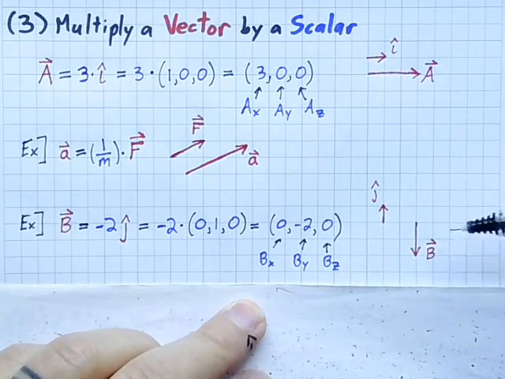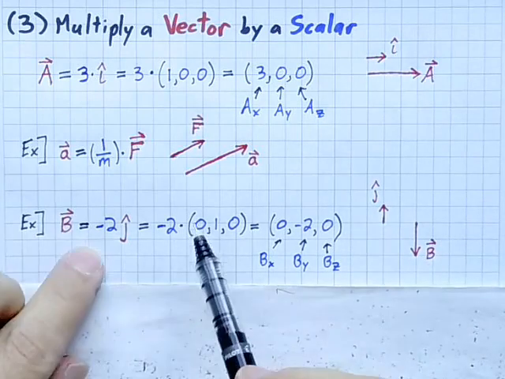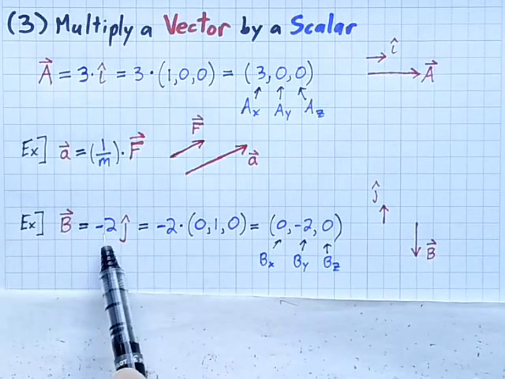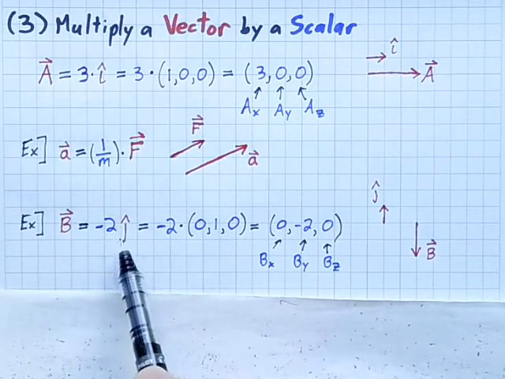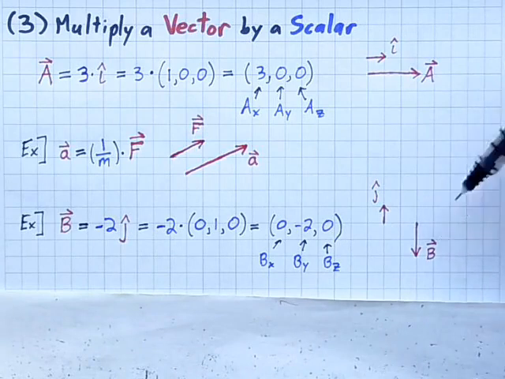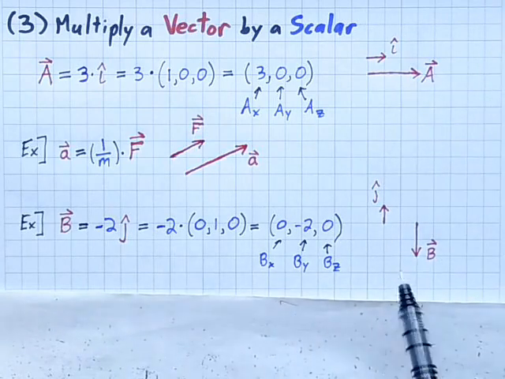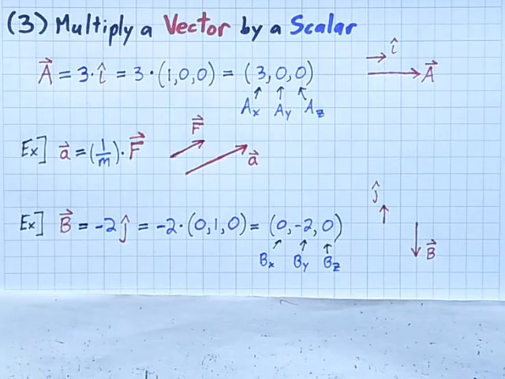Note that it is in the opposite direction from j. That's what a negative scalar does to your vector. Multiply a vector by a negative scalar and it flips the direction of it and rescales it. So the 2 may be longer than j, but the negative flipped the direction. Okay, let's pause there.